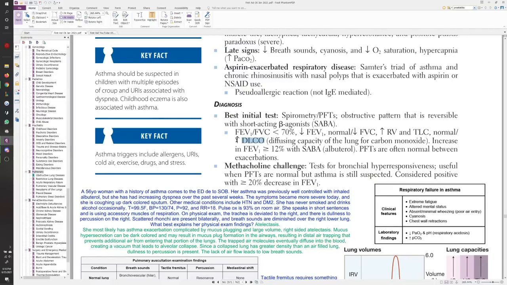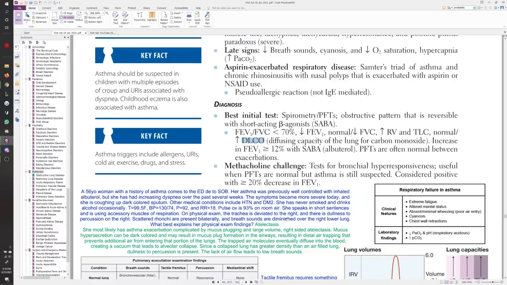One of the things that isn't really done in the real world either is a methacholine challenge test. Methacholine, remember, has choline in the name, so it's kind of like acetylcholine. This tests for bronchial hyperresponsiveness. It's useful when pulmonary function tests are normal and asthma is still suspected, right? Because of course, as we just said, pulmonary function tests are going to be normal unless your patient is actively having an asthma exacerbation at the moment you did the pulmonary function test. Considered positive if you see a more than 20% decrease in FEV1.